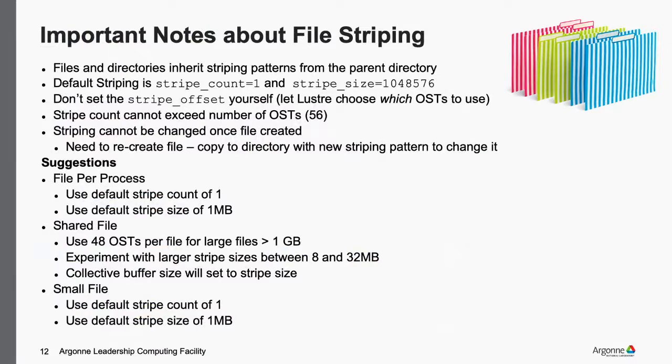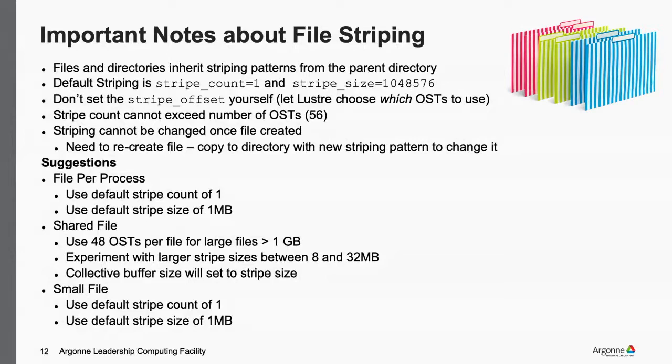Now, if you're using a shared file, and it's large, so I put greater than 1 gigabyte here. You can argue about exactly what size is good, but certainly when you're getting to a gigabyte, you're going to be distributing your file widely. So we're recommending using not necessarily a maximum. You can do that, but 48 will still get you the highest level performance. So you can go larger, whether or not you'll actually get any more performance is another matter. In this case, you can also look at these larger stripe sizes, and so we suggested testing values between 8 and 32.